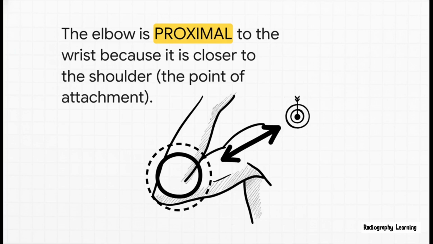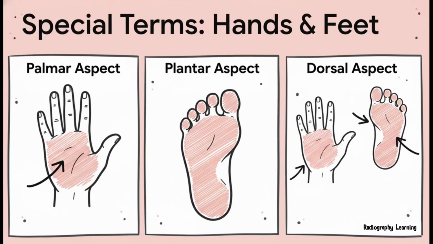See? You got this. Now, while all those terms work for pretty much the whole body, the hands and feet are a little special. They get their own unique names. For the palm side of the hand, we say the palmar aspect. For the sole of your foot, it's the plantar aspect. And for the top of your foot or the back of your hand, it's the dorsal aspect.